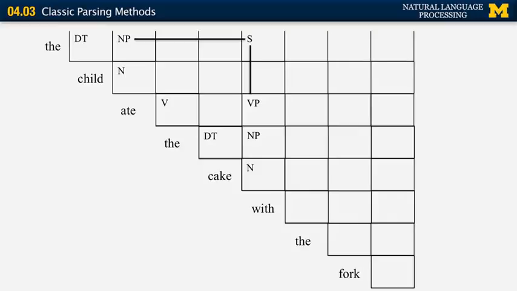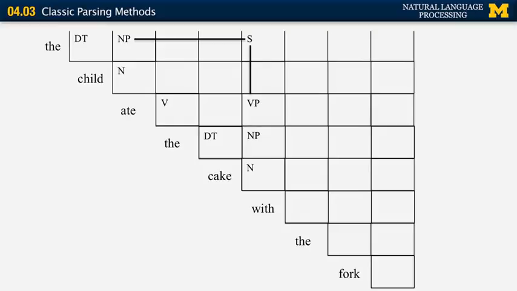Now, one thing that you can say at this point is, okay, aren't we done? Can we just parse the input sentence? Now, obviously, we're not done because we still have the words with the fork that have to be processed. We have been able to identify a sentence up to this point, the child ate the cake, but we're not done. We have to continue until we can find an S in the top right-hand box of the chart.